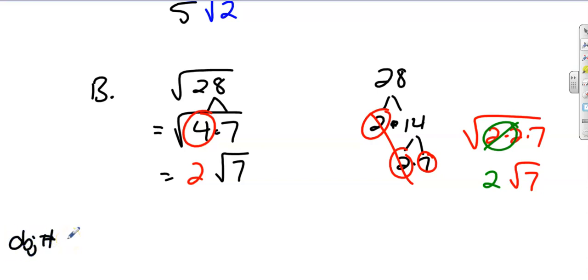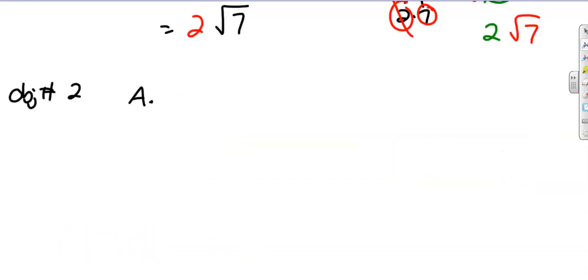Okay, objective number 2 just makes the numbers a little bit bigger. Everything in the first objective, it's all numbers less than 100. Objective number 2, it's going to be simplifying radicals where it's bigger than 100. Which just means you got to break it down a little bit more.